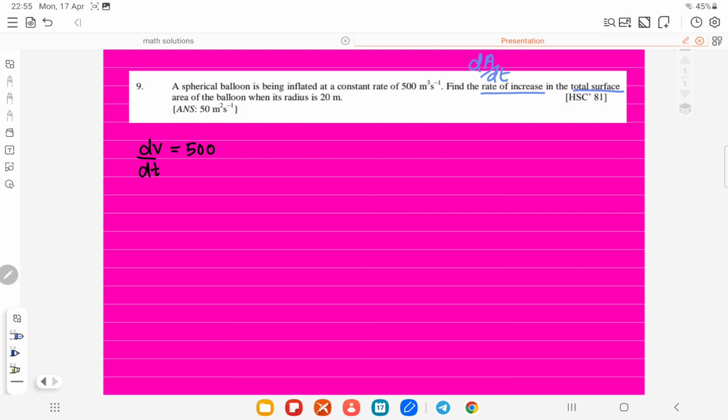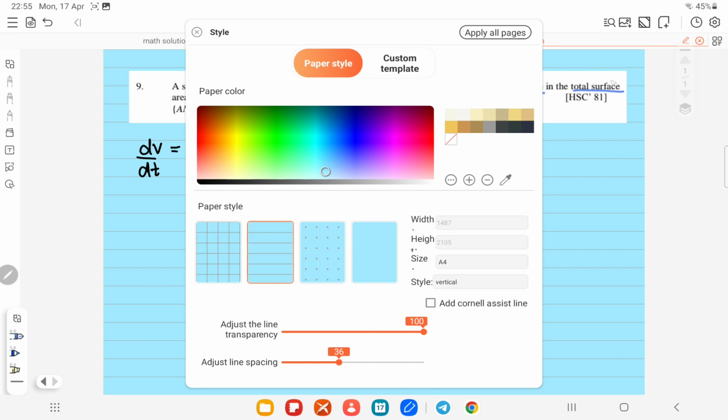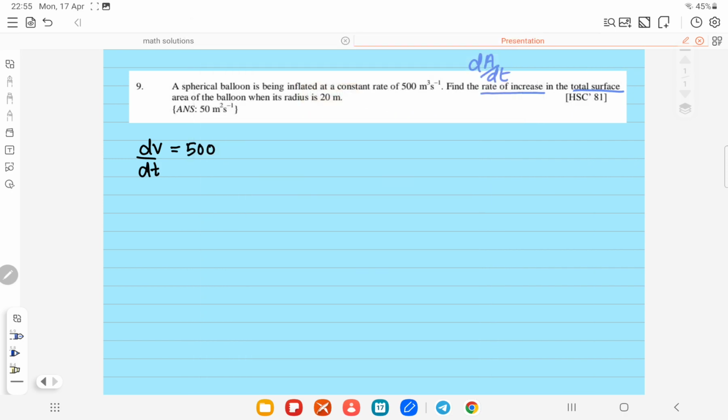I'm trying to change the color of the layout first so that you can see clearly. So we are going to find out the dA over dt, that's what the question asks. Now the radius is 20 meter, r equal to 20.